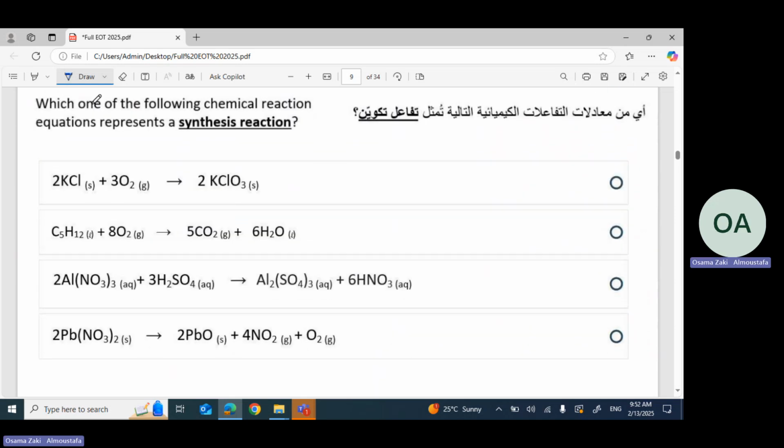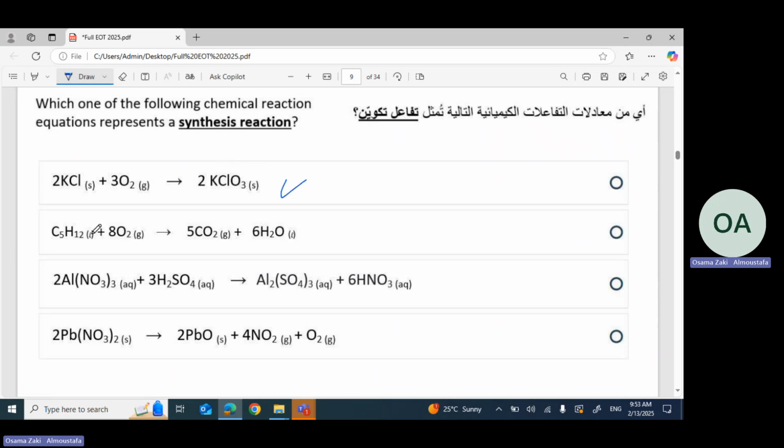The next question, which one of the following chemical reaction equations represents a synthesis reaction? As we said, synthesis means combining, okay? So let's see here, we have one chemical, this is the second one. They combine to form what? Only one. So as you see here, we have two or more compounds, or let's say chemicals, okay? They combine together into only one. Okay, so this is the correct answer.